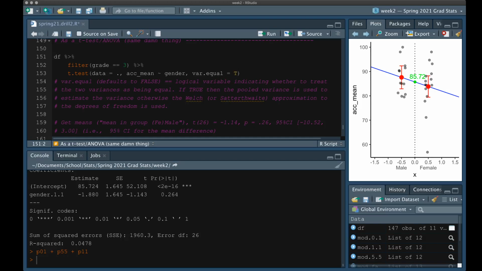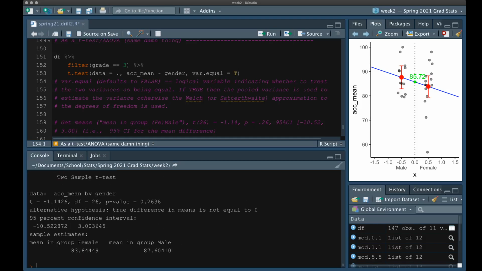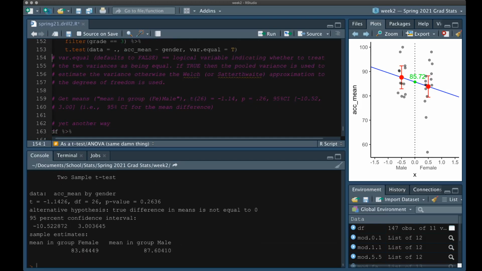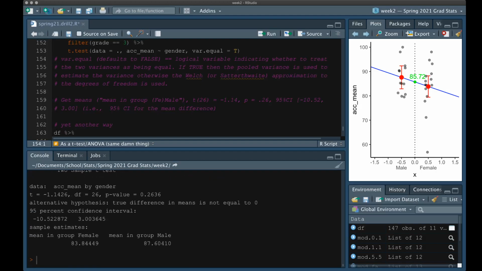But anyway, if we run this, we get our t-test. This is the standard, run-of-the-mill t-test. What we see is that we can say t equals negative 1.14 on 26 degrees of freedom, p equals 0.26, and our 95% confidence interval of the difference between the two groups is negative 10.52 to 3.00. This also gives us those mean differences, so the males and females.